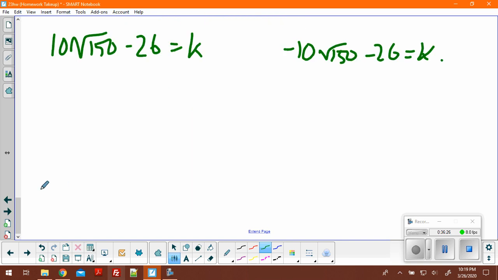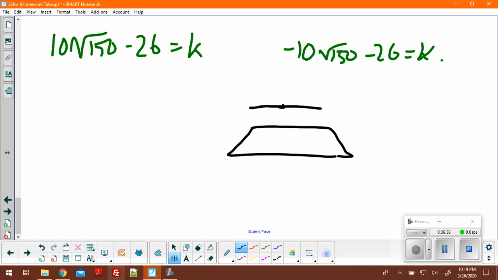Just one last little thing. If you're wondering why we get two values of k, remember, it had to be 10 units away. So one possibility is that my line is above the plane, and it's 10 units above that. The other possibility is that it's below the plane, and it's 10 units below that. And those are my two options.